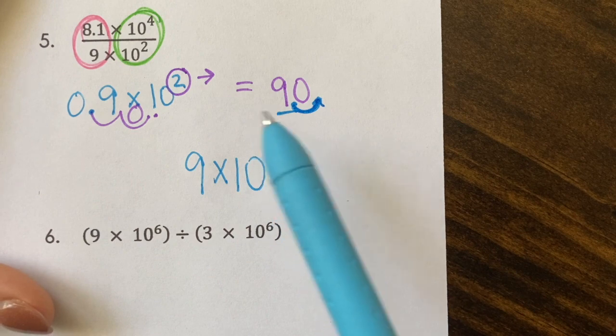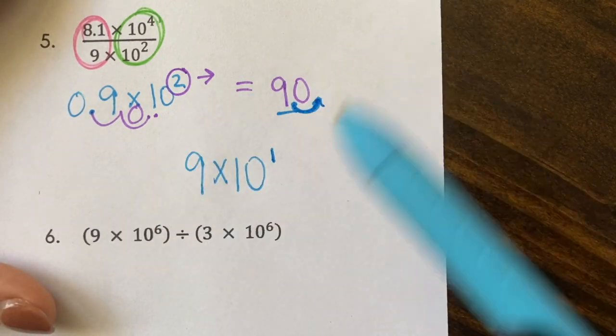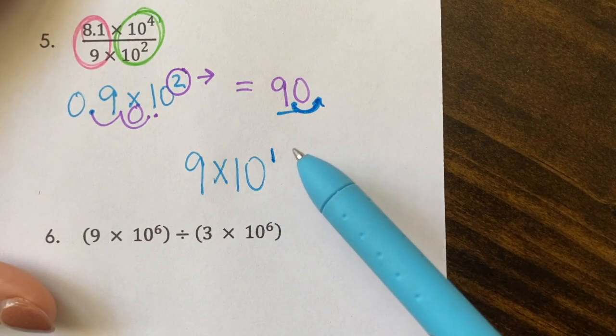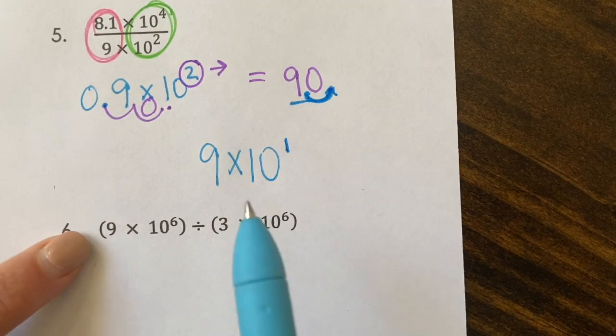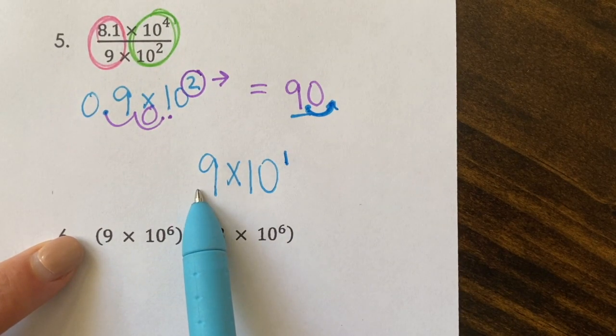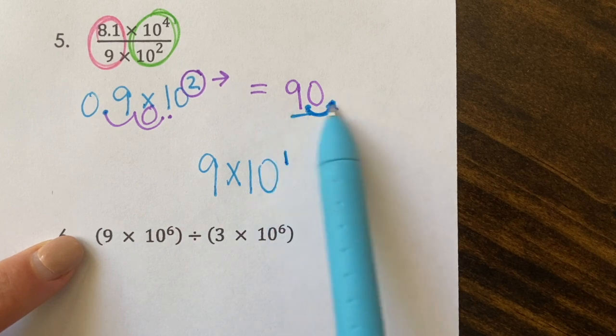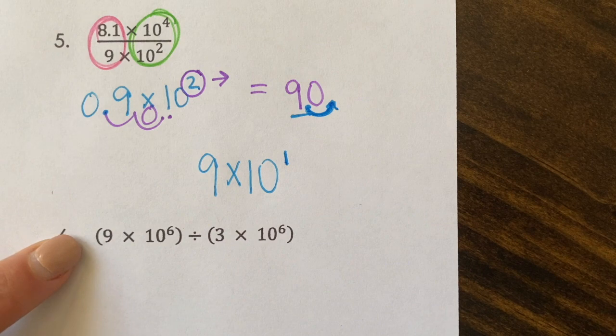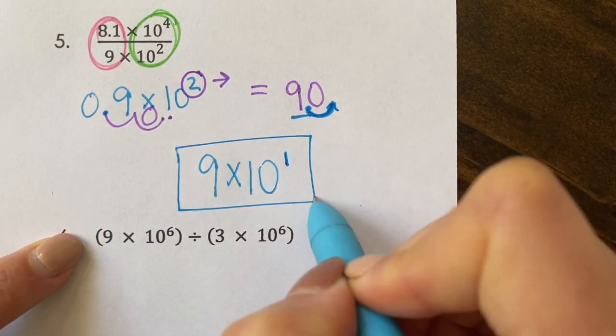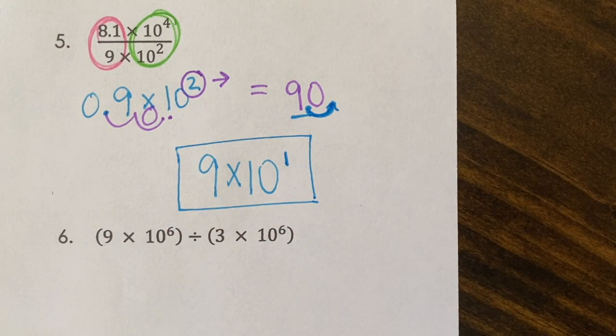Now, for this one, 90 isn't a huge number, yet it's greater than 1, so you should have a positive exponent. However, some of you may think twice, so should it be negative or should it be positive? Well, if you move this 1 to the left, our answer would be 0.9, and that's not what we got. We got 90, so you have to move it 1 to the right to get that 90. So that is your final answer, 9 times 10 to the first power.